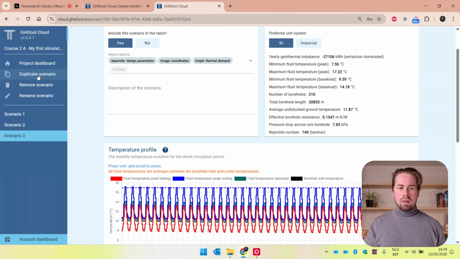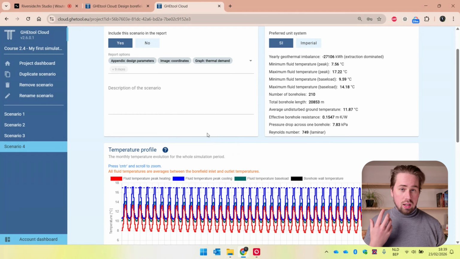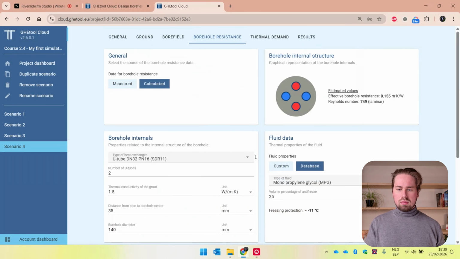Now, let's do something about this borehole resistance, shall we? Because we have a laminar flow rate, not too bad a borehole resistance at 0.15. We can do better. We just have quite a lot of boreholes, so the flow rate in each borehole is not that good. But what we see is that our minimum fluid temperature during peak is almost 7.5, and we are working with monopropylene glycol of 25%. So we have freezing protection to -11, which we actually don't need.